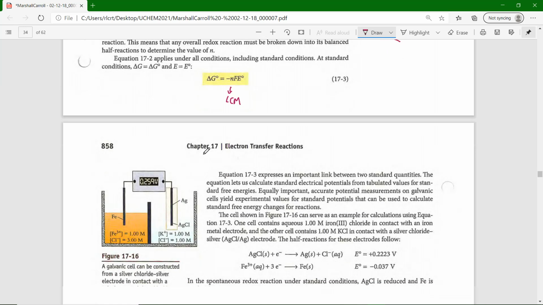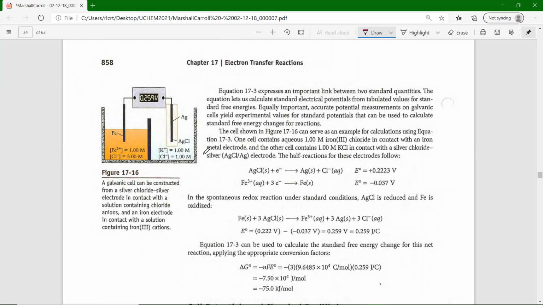So let's look at this example here. We have a galvanic cell constructed from a silver chloride, silver electrode in contact with a solution containing chlorides, and an iron electrode. Silver chloride is gobbling up an electron, and a chloride is released. So this one's a bit more advanced than some of the ones we've looked at. The iron 3 plus gobbles up 3 electrons. So my n equals 3.